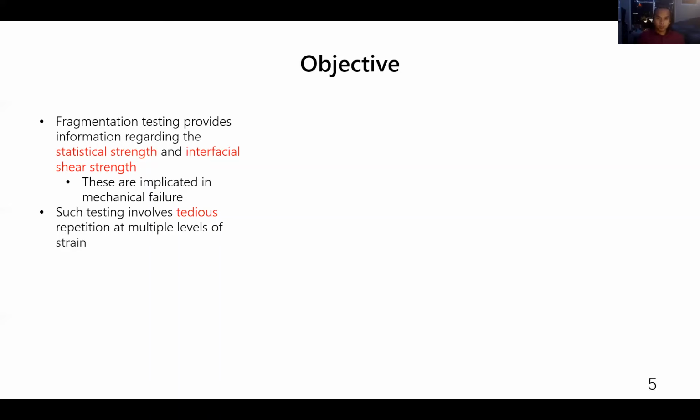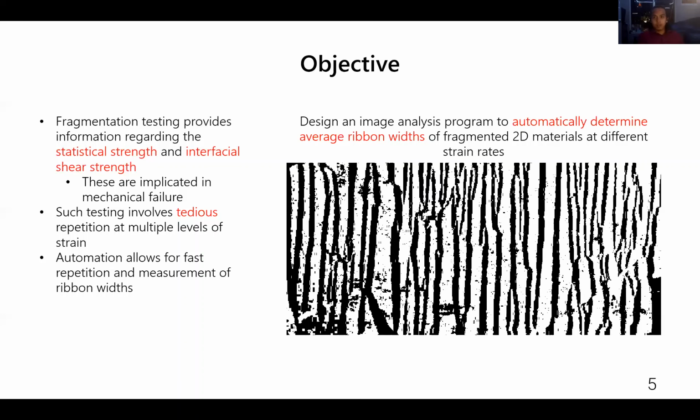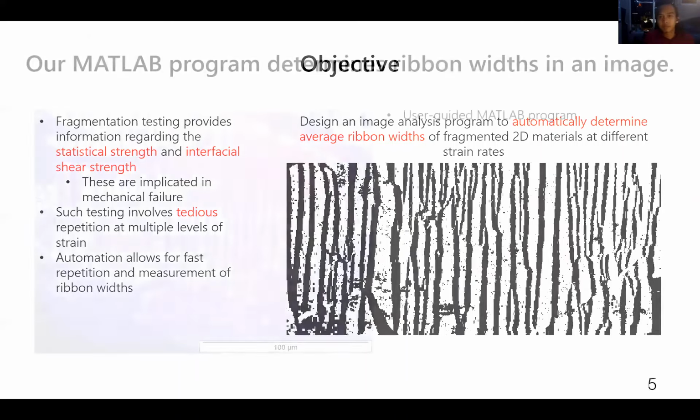So of course, like with most problems nowadays, automation is what would significantly accelerate the process and facilitate a more efficient analysis. So my objective for the summer was to automatically determine the average ribbon widths of the fragmentation pattern. For example, here in this image, we see that the white ribbon is the 2D material. And so I'd be measuring the average width of all of these ribbons all the way down. The black part is just the gap in between these ribbons. It would basically be the substrate that the 2D material is being layered on.